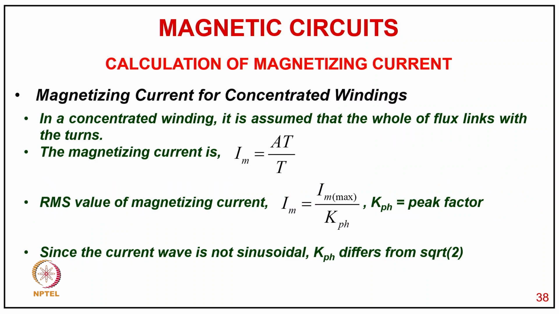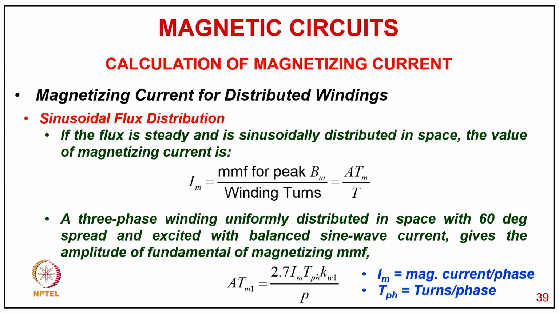So magnetizing current for concentrated winding. In concentrated winding, it is assumed that the whole flux links with the turns, and magnetizing current is Im equal to AT upon T, and the RMS value of magnetizing current Im equal to Im maximum upon kpk, where kpk is a peak factor. Since the current wave is not sinusoidal, kpk differs from square root 2.